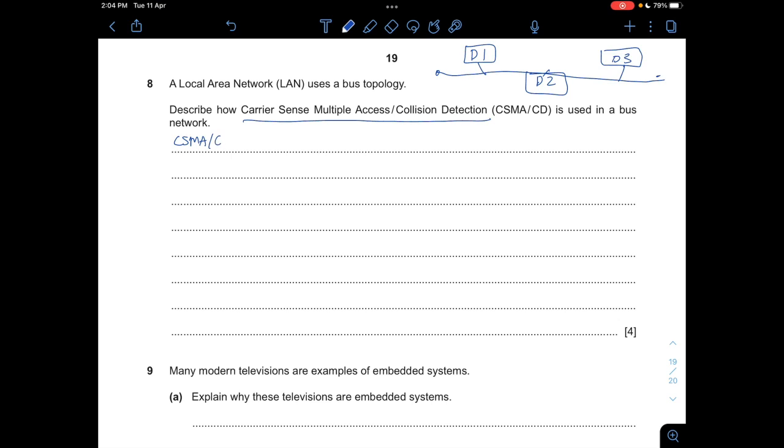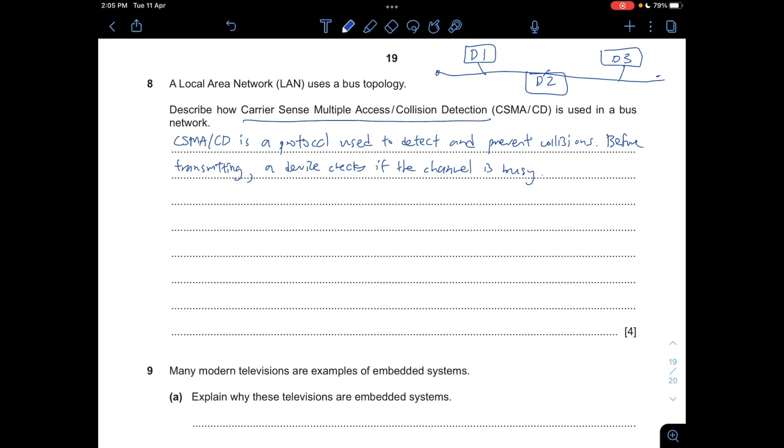So CSMA/CD is a protocol used to detect and prevent collisions. So before transmitting, the device checks if the channel is busy. If it is, the device waits because there is more than one computer connected to the medium.